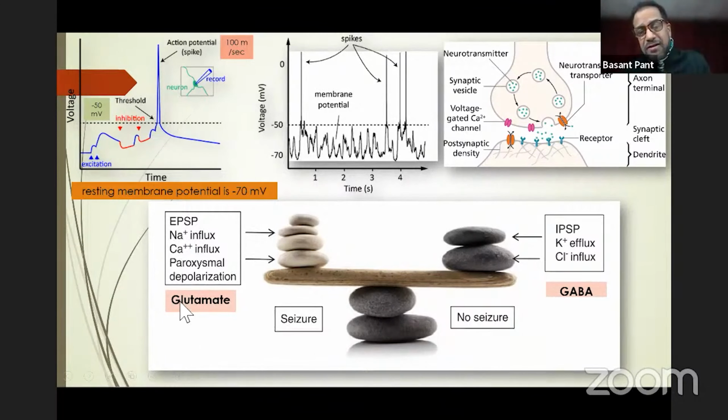These action potentials are generated by different molecules, the salts, or by neurotransmitters like glutamate. And then there are other kinds of salts which excite and inhibit. And there's also GABA, which tries to inhibit seizure. So there is a disturbance between the neurotransmitters and also the molecules that causes seizure.